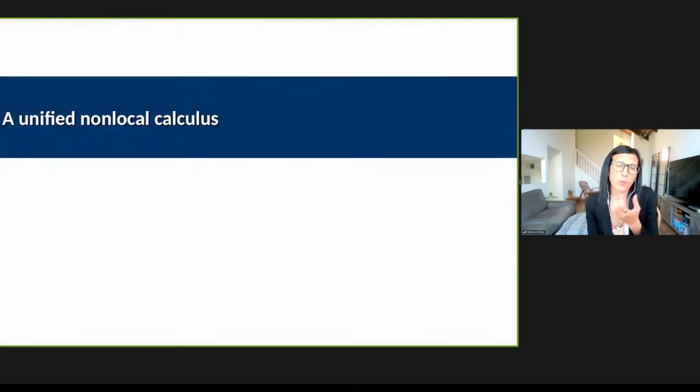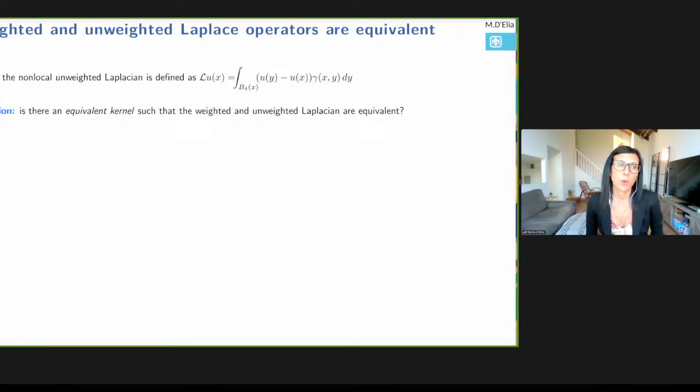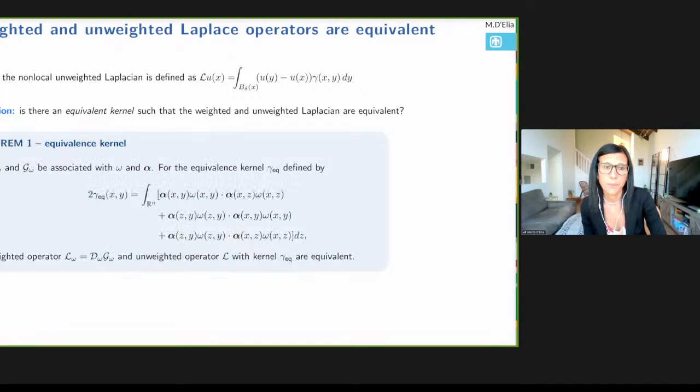So now I'm getting to what we call unified notation in some weighted operators. And so the question is, when we have a weighted Laplacian, so a composition of weighted divergence and gradient, can we find an equivalent kernel such that the composition of weighted divergence and weighted gradient is an unweighted non-local Laplace operator? Well, the answer is yes. And this result is formal in some sense. As you can see, I'm not writing any conditions on the kernel, any conditions on alpha and little omega. So this is really a formal result. When you compose weighted divergence and weighted gradient, you can find this equivalent kernel such that if you place it here, you get indeed that this L U is equivalent to the weighted Laplacian non-local function.